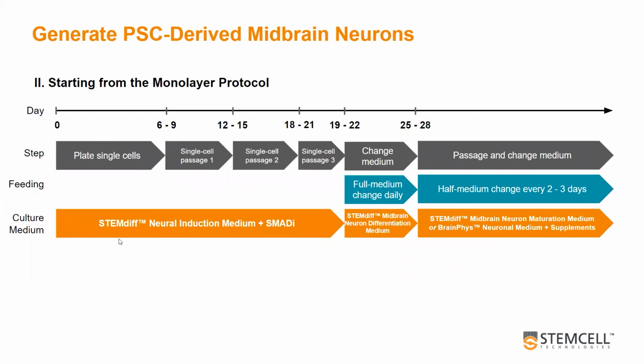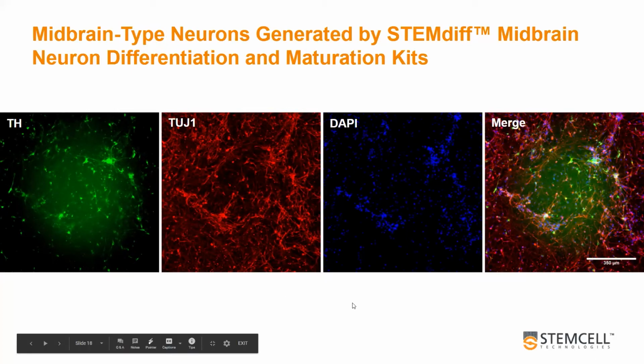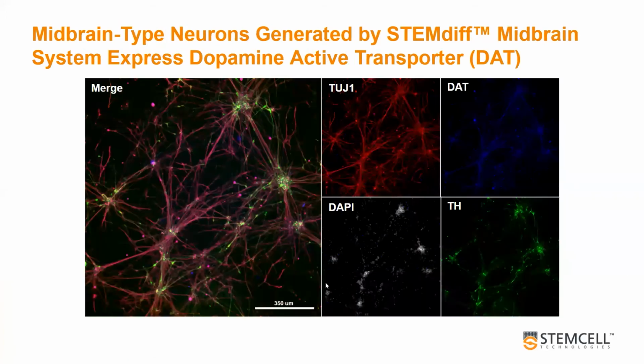This is the monolayer protocol of midbrain kits. With this product, overall, you can expect over 15% TH positive dopaminergic neurons with over 90% TUJ1 positive neurons, and less than 10% GFAP positive astrocytes in your culture. And immunostaining data showed that these midbrain type neurons express dopamine active transporter.